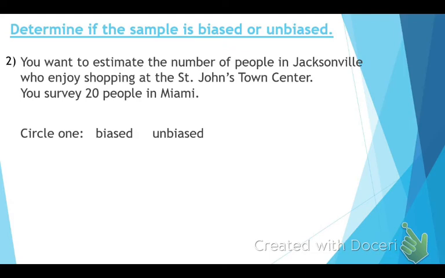All right, let's try another one. You want to estimate the number of people in Jacksonville who enjoy shopping at the St. John's Town Center. How many of you have been to the St. John's Town Center before? Okay, so they're trying to gather this information. So they go and they survey 20 people in Miami. What do you think, biased or unbiased? That is definitely biased. Who is it favoring? The people in Miami. Do you think people in Miami care much about the St. John's Town Center? No, probably not. They've probably never even been to the St. John's Town Center. So that's definitely a biased opinion because they probably have never been there.